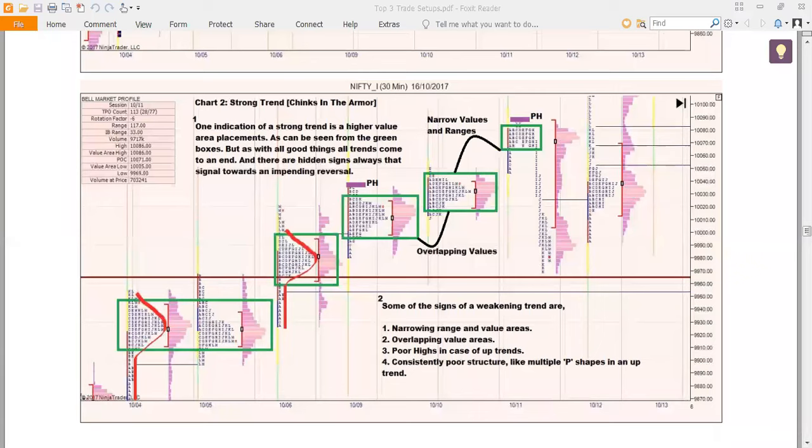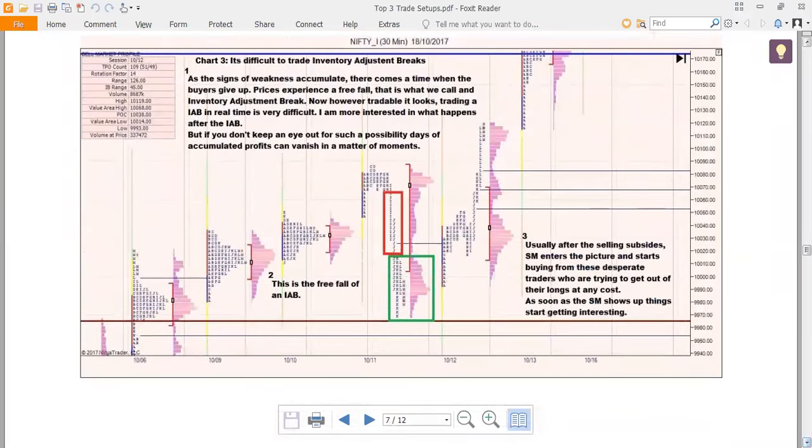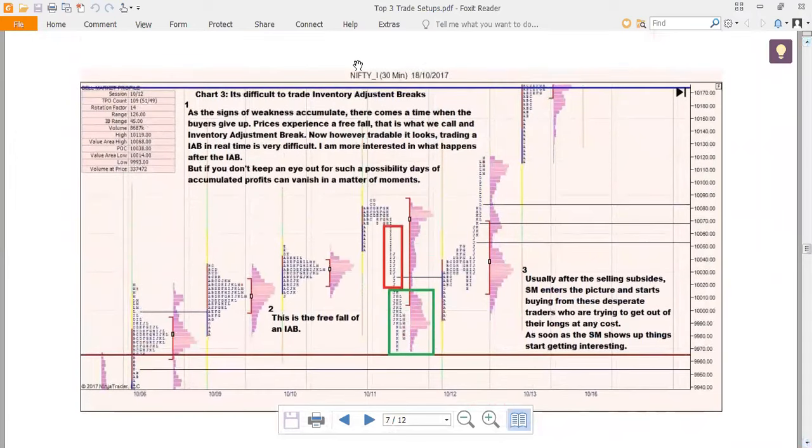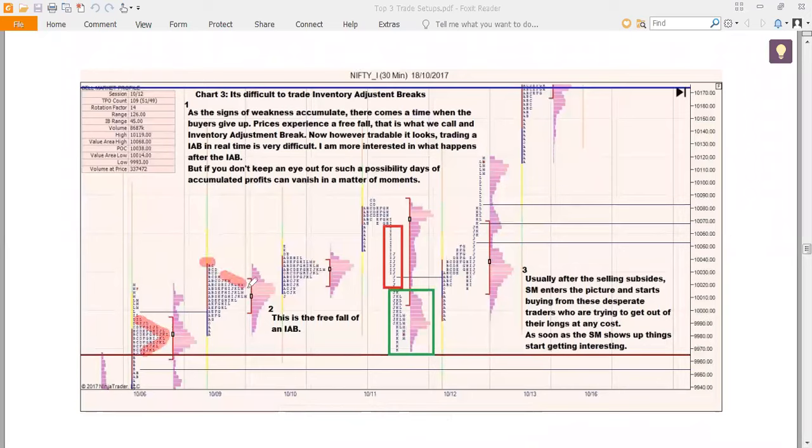So what happens after that? Once we see all these signs of weaknesses, we get the inventory adjustment break. Now why I'm calling it an inventory adjustment break is because we are seeing signs of exhaustion, you know, prominent points of control, poor highs, P shapes. And when all this is happening, suddenly there comes a time where there is no more buyers left in the markets. And when that happens, unless and until fresh buying comes into the market, it is not going to go up.